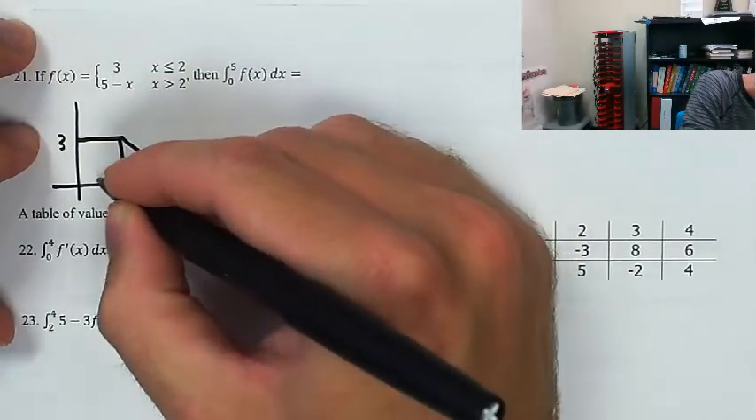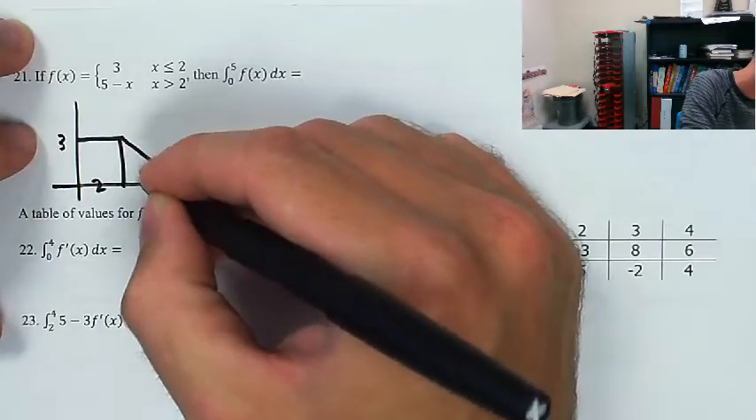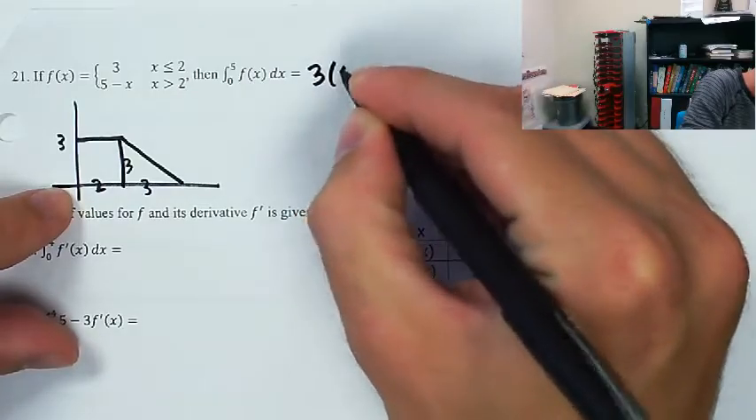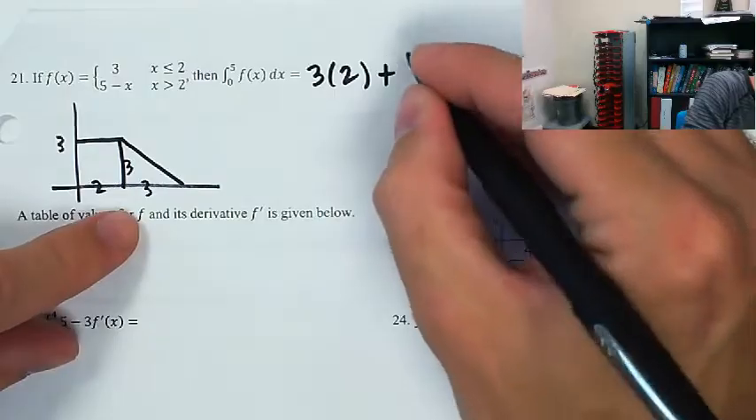So this has a width of 2 and a height of 3. This is a triangle that's 3 and 3 this way. So it's going to be 3 times 2 plus 1/2 of 3 times 3.